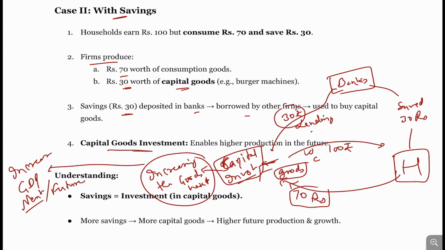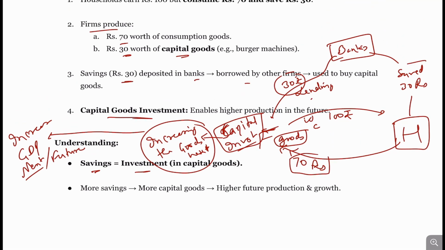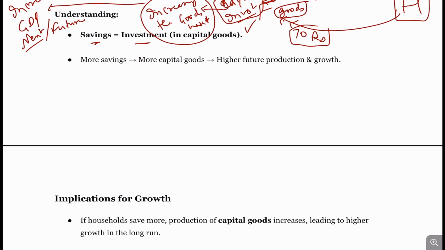So this is how savings are important for an economy. Savings are equal to investment in capital goods. Whatever 30 rupees has been saved by the household has been used by the firms to increase capital, and this capital investment will be good for the economy in the future. So what we understand through this example is that the more savings by the households, the more capital goods will be produced, and higher future production and growth will be there. So growth and GDP will keep on increasing in the future also.